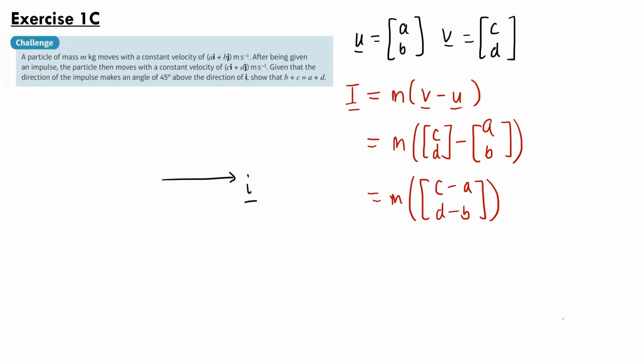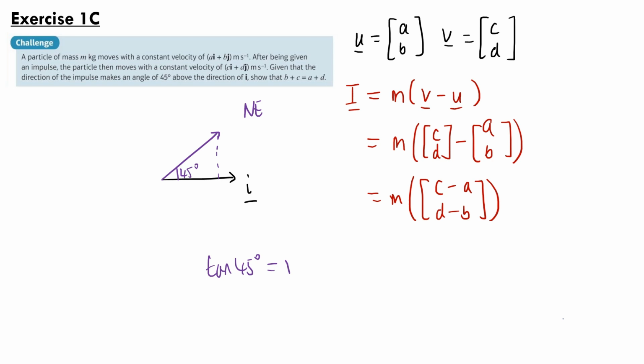So that's the direction of i, going to the right there. And we're told that the direction of the impulse is 45 degrees above the direction of i. And that means we're going exactly northeast, which means that the horizontal and vertical components of the impulse are going to be equal. Another way to think about it is tan of 45 degrees is 1. So we're going to be going an equal amount to the right as we are going up.